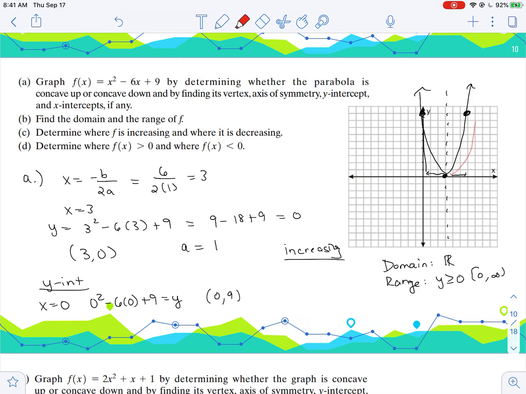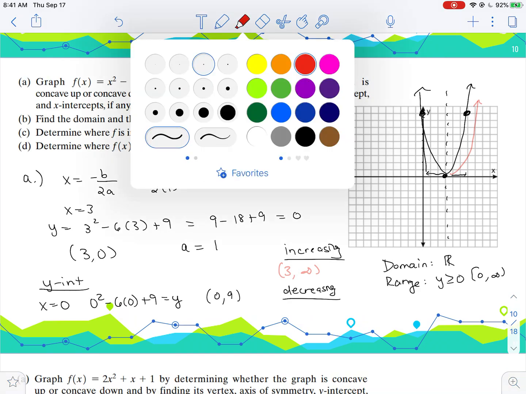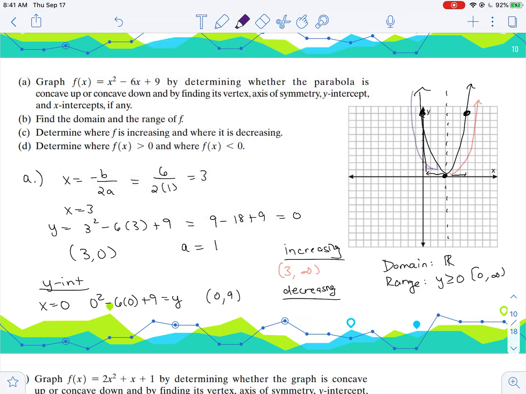Where is it increasing and decreasing? Well, this graph is increasing from x equals 3 to infinity. So from 3 to infinity, it's increasing. Where is this graph decreasing? Well, it's falling here. So from negative infinity to 3 on the x-axis, it's falling.